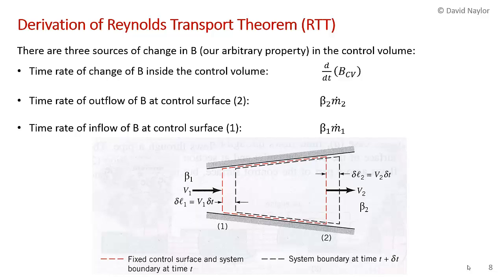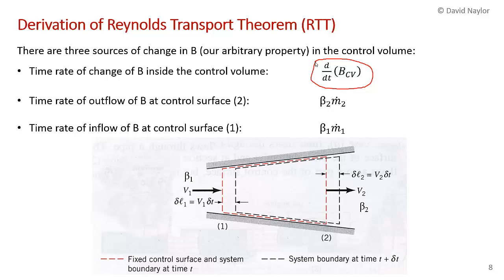So there are 3 sources of change of our arbitrary property B within the control volume. Now personally I find it helpful to actually think of B, even though B is a generic property, as something specific. So let's think of B, for the purpose of this derivation, to be momentum. So B is mv, and therefore beta would be velocity. So there is the rate of change of momentum, or B, inside the control volume, the time rate of change here. And this could be caused by forces at the boundaries.